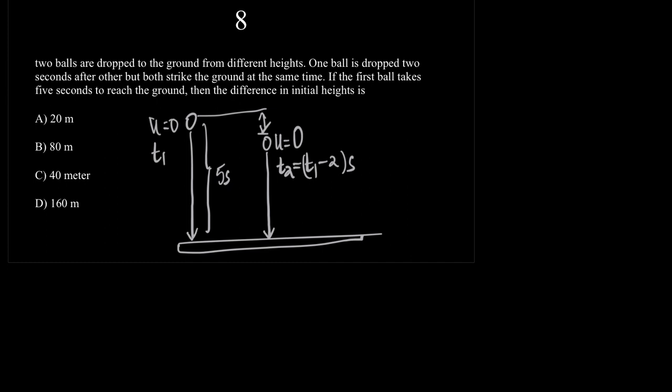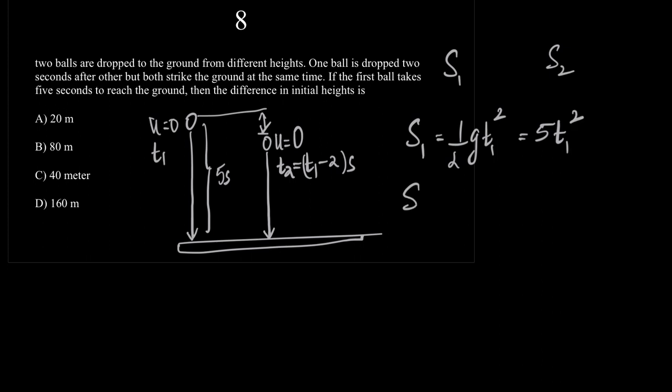I'll take the displacement of the first ball to be S1, and that of the second ball to be S2. What can we say about S1? S1 is ut plus half gt square. Now what is the value of u? u is 0, so this is half g t square. I'll take g as 10, so 10 by 2 becomes 5, and t is t1, so this is 5t1 square.